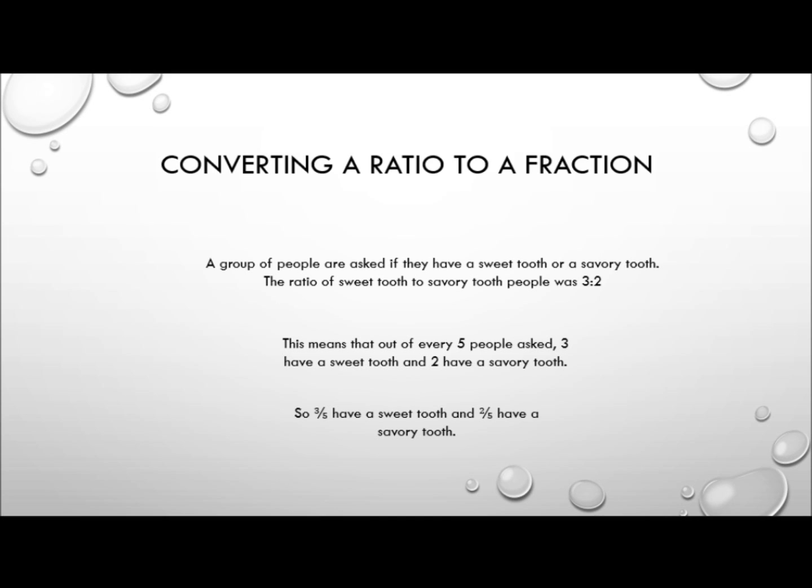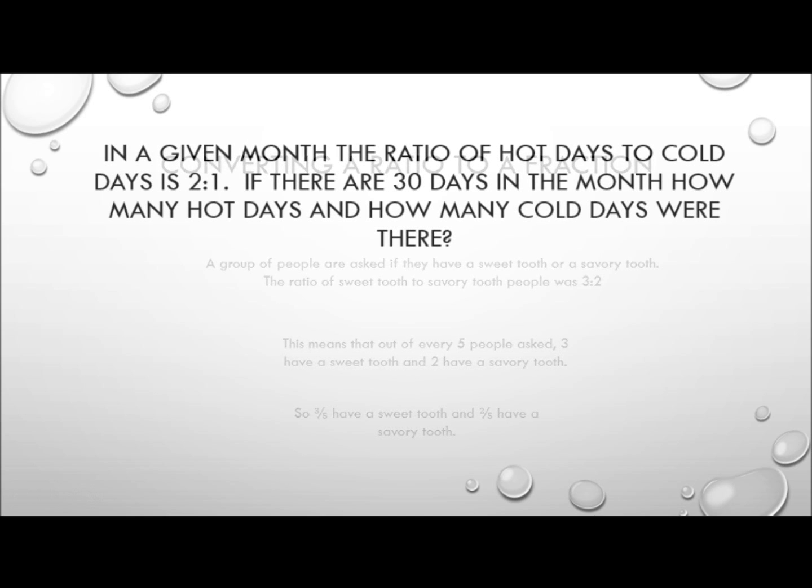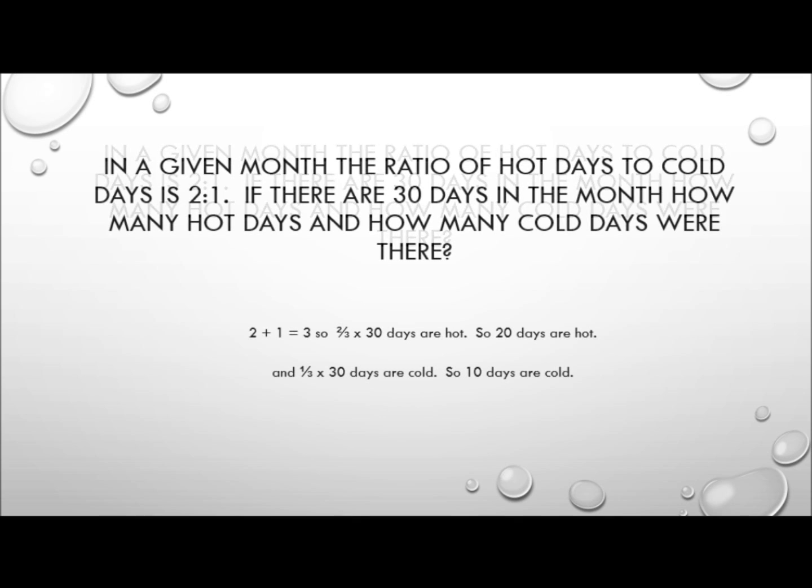Let's have a go at doing a practical example. In a given month, the ratio of hot days to cold days is 2 to 1. If there are 30 days in the month, how many hot days and how many cold days were there? Well, 2 plus 1 equals 3, so 2/3 of 30 days are hot, so 20 days are hot. And 1/3 of 30 days are cold, so 10 days are cold.